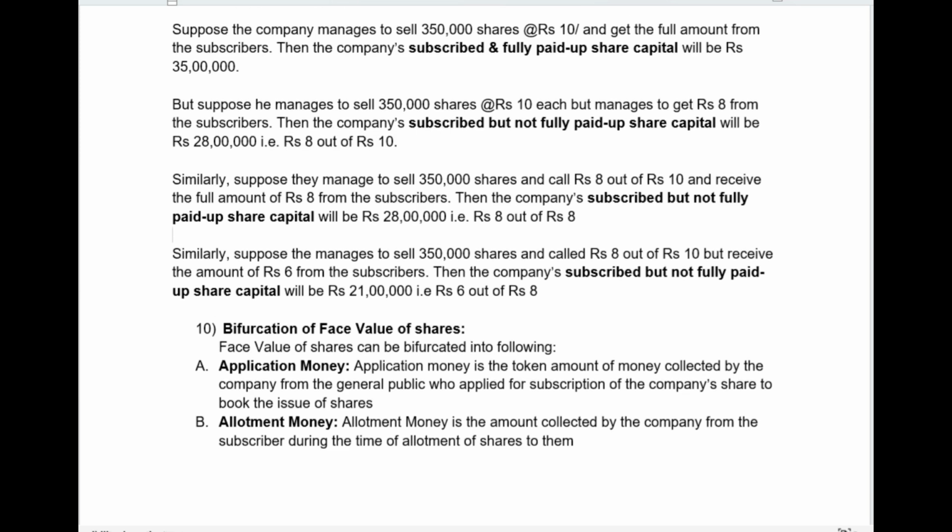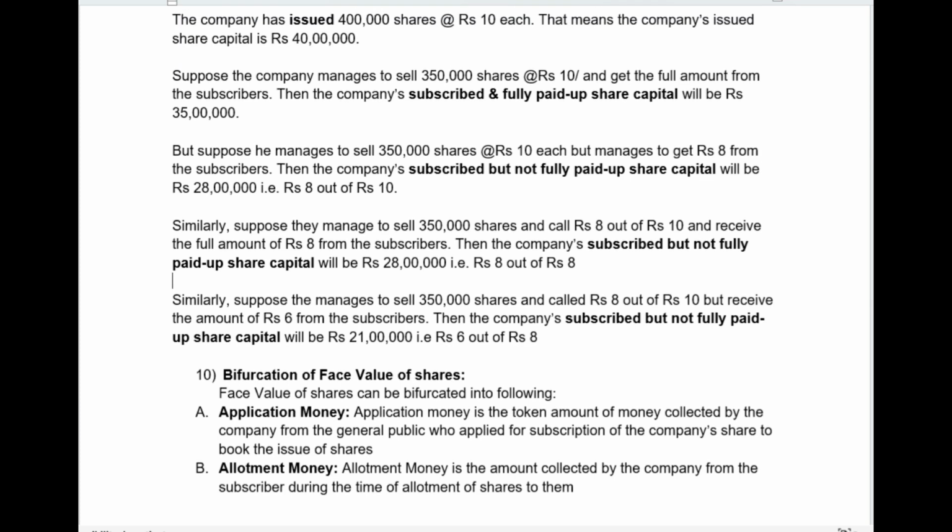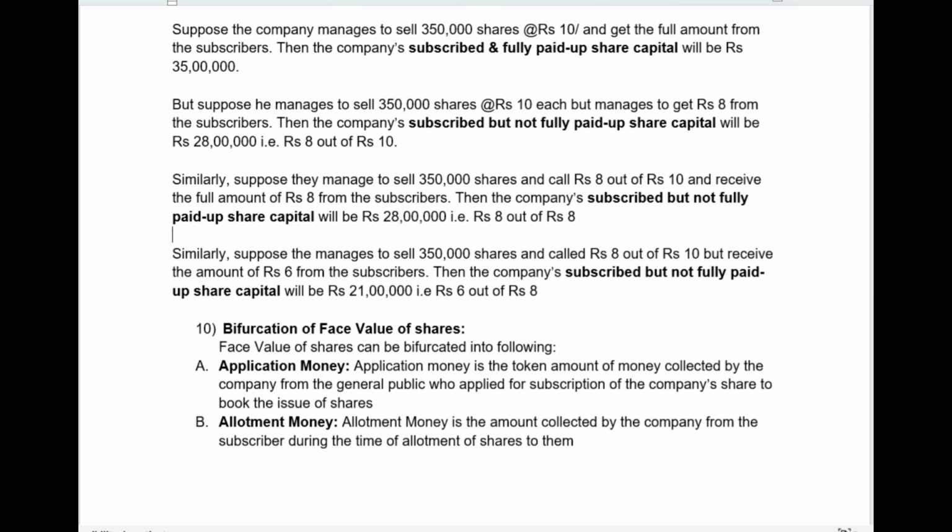Similarly, suppose that the company manages to sell 3,50,000 shares and calls rupees 8 out of rupees 10 and receives the full amount of rupees 8 from the subscriber. That means the company issued 4 lakh shares in the market, the people purchased 3,50,000 shares, and the company calls rupees 8 out of rupees 10. Rupees 2 is still not called by the company, and the company receives the full amount of rupees 8 from its subscriber. Then the company's subscribed but not fully paid up share capital will be 3,50,000 into 8, that is rupees 28 lakhs, or rupees 8 out of rupees 8.